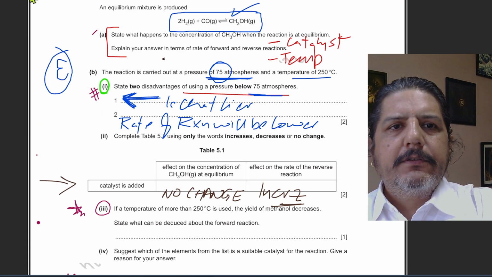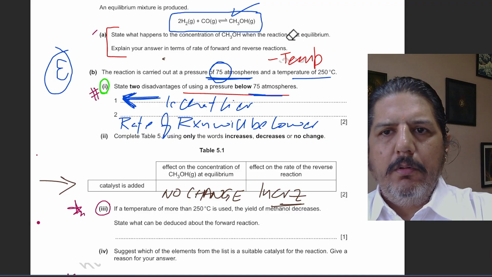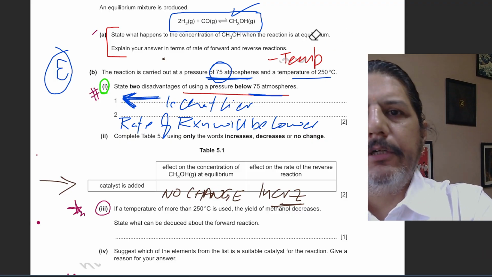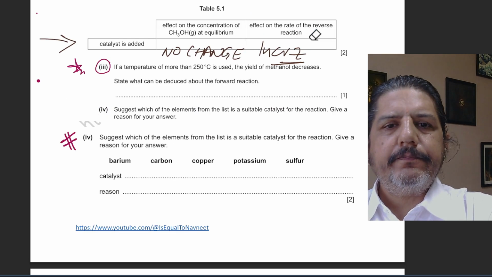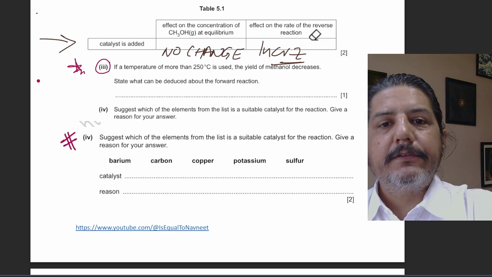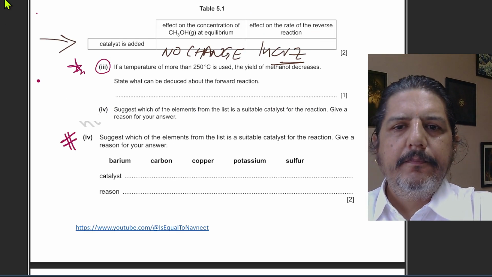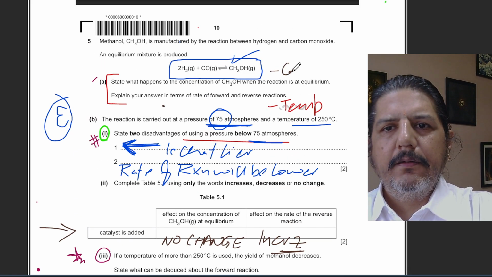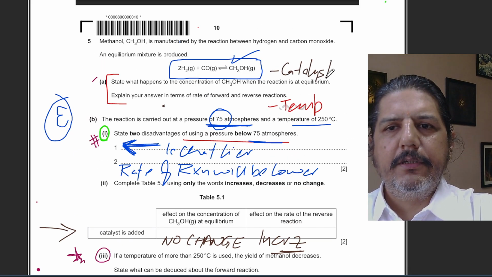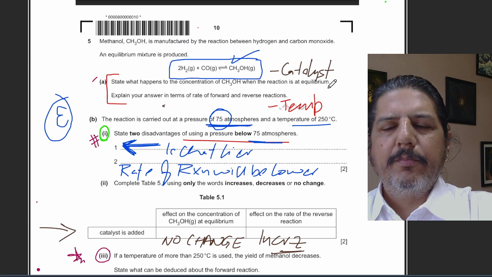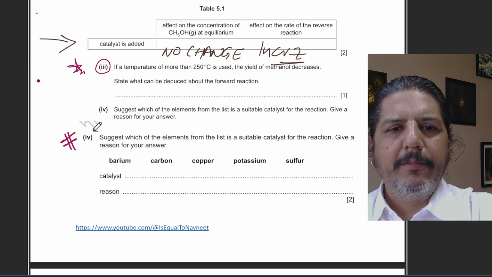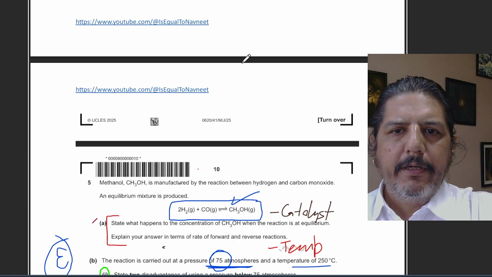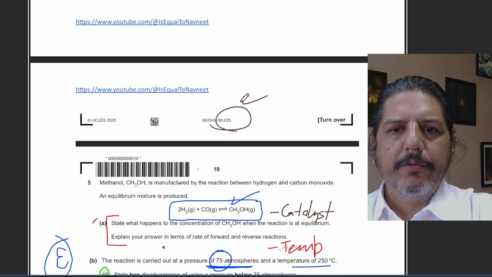So we have discussed catalyst also, and now in the next part they'll be asking something about temperature. So let's see. Actually, there's another question they'll be asking about catalyst, so that's why let's not rub this, because in the final part they'll be again asking something about the catalyst. It's a very good question. This was asked in May-June 2025 paper.